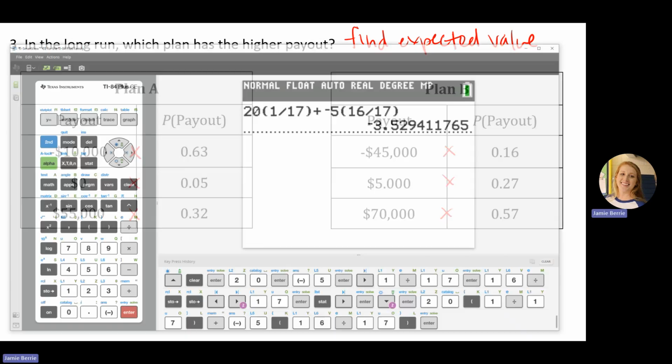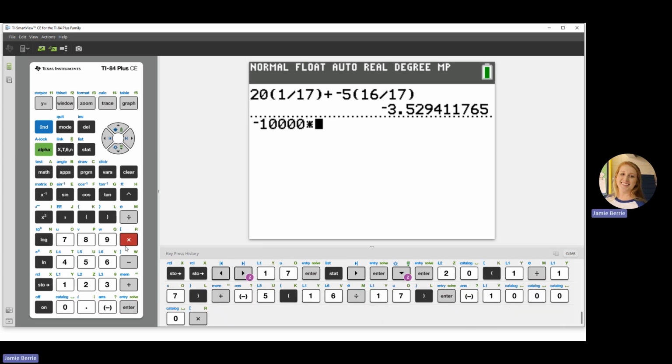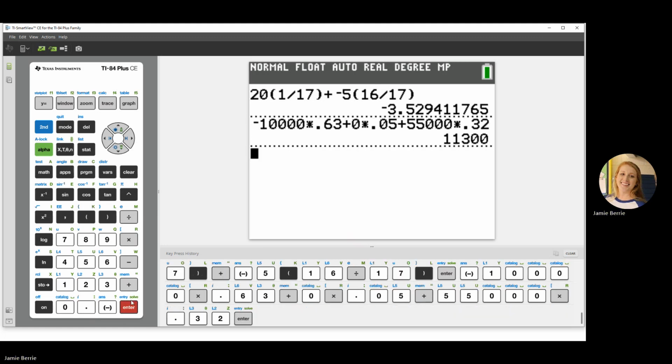All right, so negative 10,000 times 0.63 plus 0 times 0.05 plus 55,000 times 0.32. All right, that plan has an expected payout of about $11,300. So this is like we would imagine like an insurance plan.